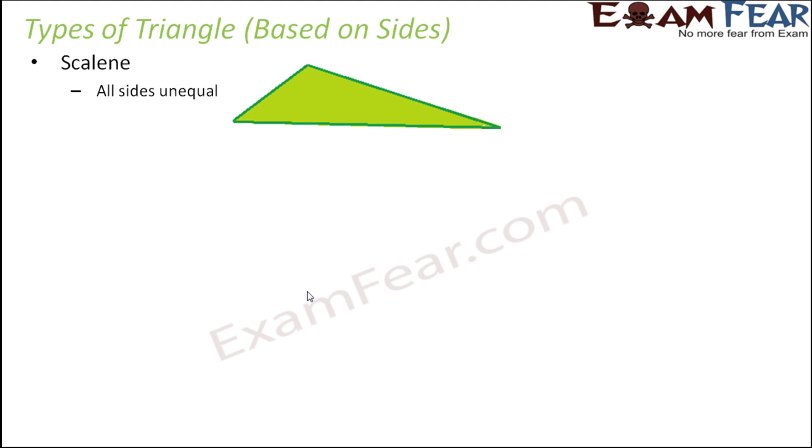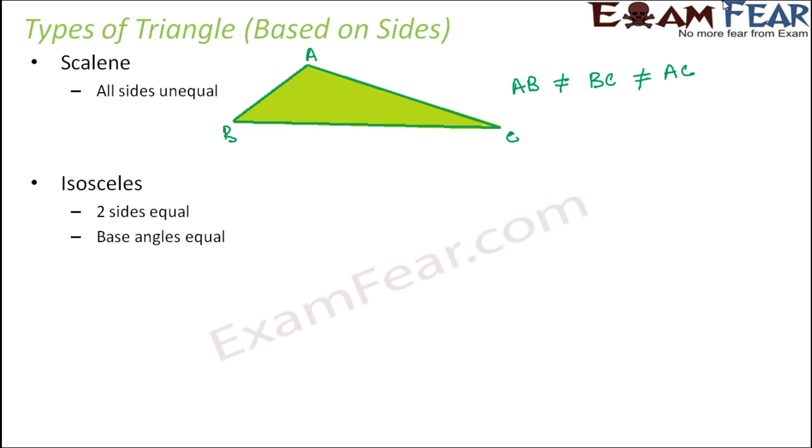So you measure all the three sides. Let's say that the name of this triangle is ABC. So in this type of triangle, the length of AB is not equal to the length of BC, is not equal to the length of AC. So each of their lengths are different. That is called a scalene triangle.